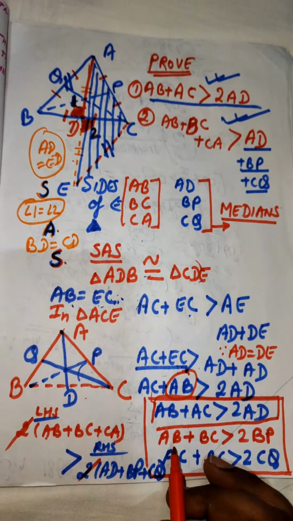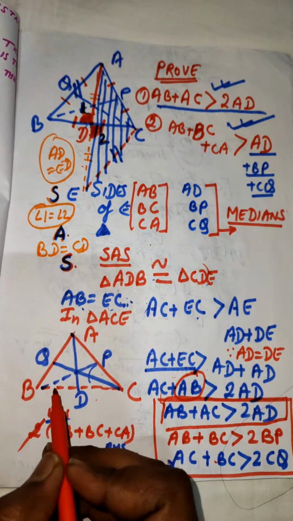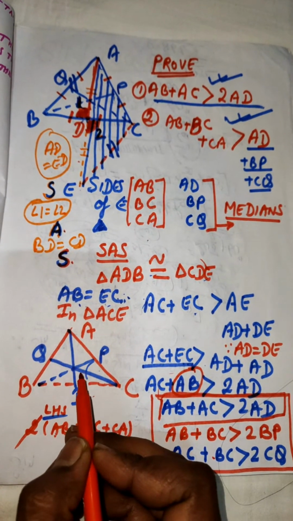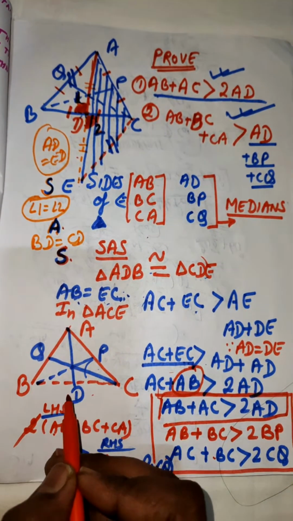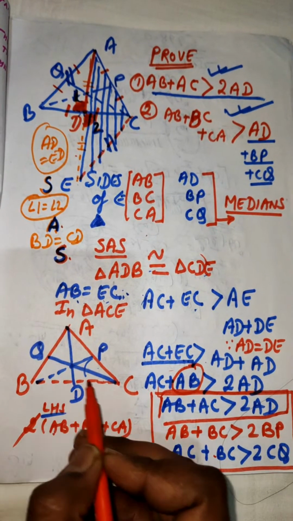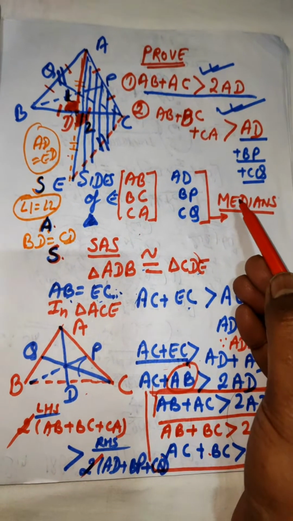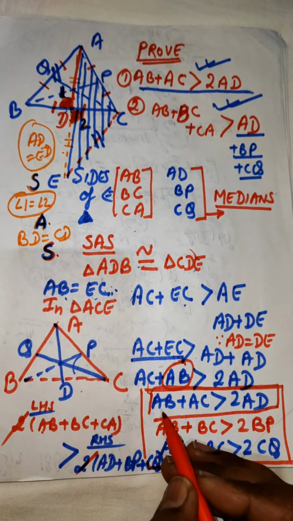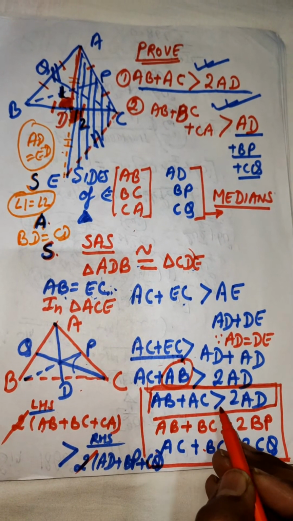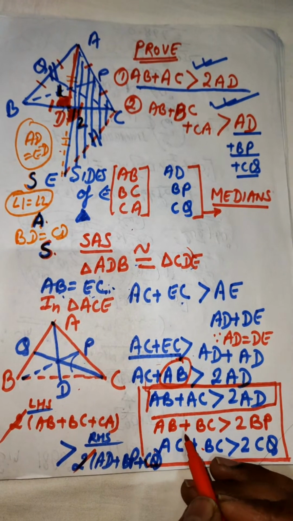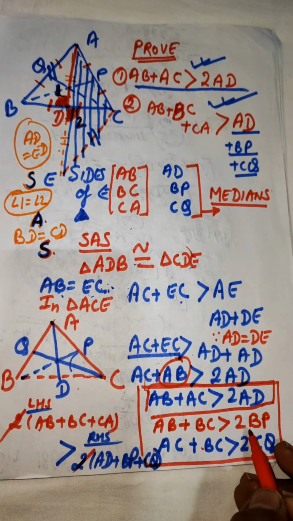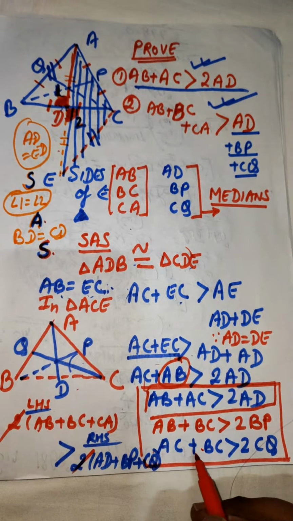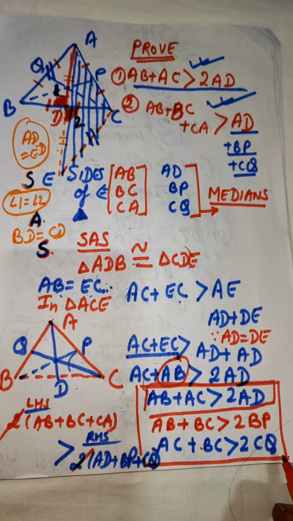Similarly, I have drawn the figure again with clearer visibility. Here AD, BP and CQ are the three medians. As we have proved AB plus AC is greater than 2 times AD, we can similarly prove AB plus BC is greater than 2 times BP, and AC plus BC is greater than 2 times CQ.